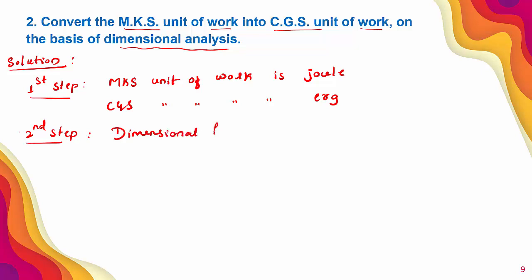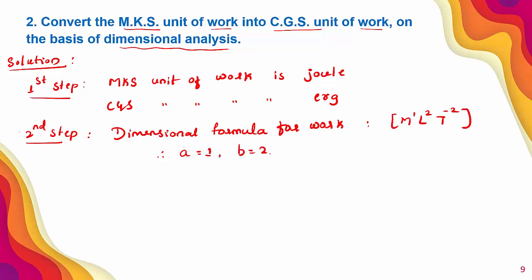Dimensional formula for work. What is the dimensional formula for work? I can write M raised to 1, L raised to 2, T raised to minus 2. This is the dimensional formula for work. So we got the values of a, b, c: a equal to 1, b equal to 2, sorry, c equal to minus 2.